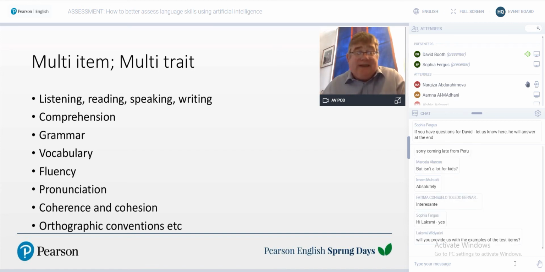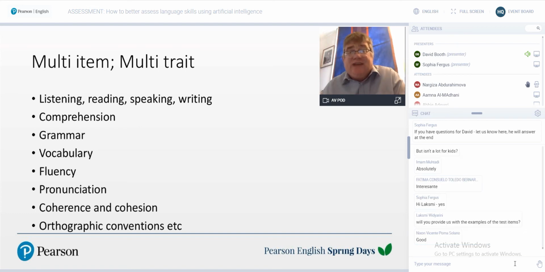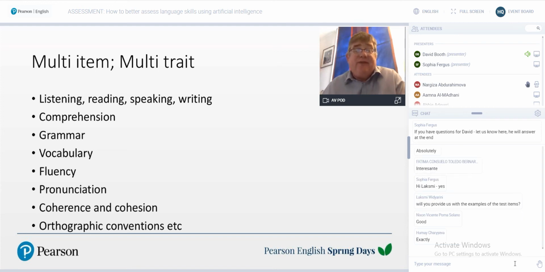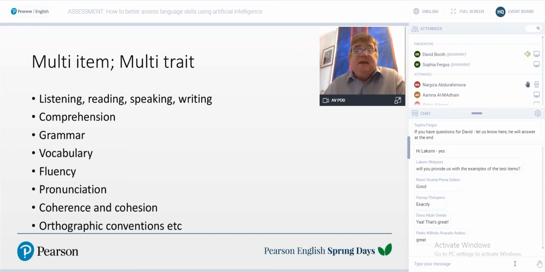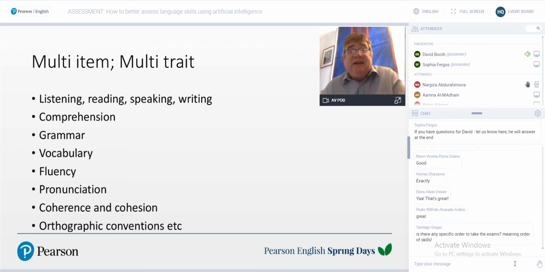Similarly for writing, coherence and cohesion will be traits that are tracked within the writing competence, and orthographic conventions: capitalization, full stops, paragraphing. So the use of the conventions of writing impacts greatly on the quality of a particular piece of writing. The benefit of this is that we're looking across the skills, and we are capturing more information about the student's language proficiency.